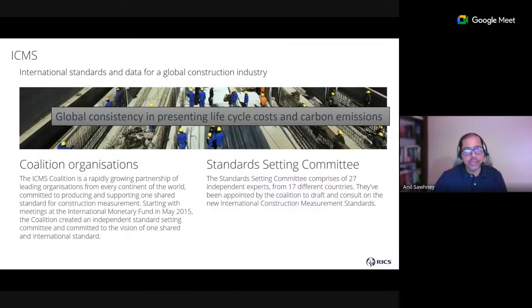So the coalition was created as an independent standard setting entity which has a standard setting committee. I am currently the chair of the standard setting committee. The idea was to bring together 27 or so independent experts from 17 countries to write the standard, which was originally called International Construction Measurement Standard, but now it has been renamed and is called the International Cost Management Standard.